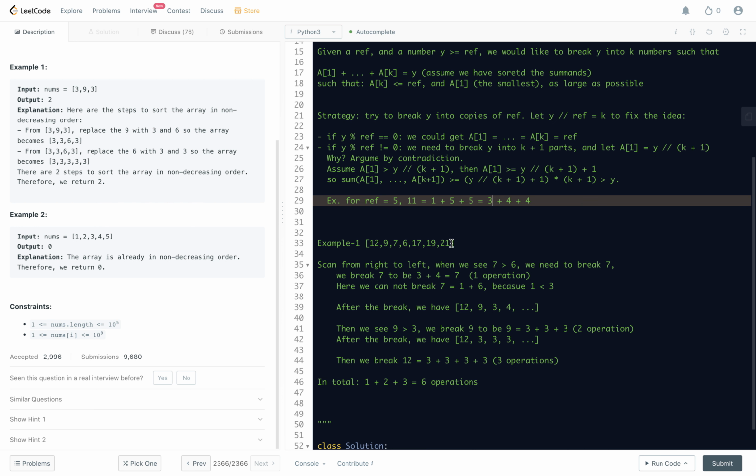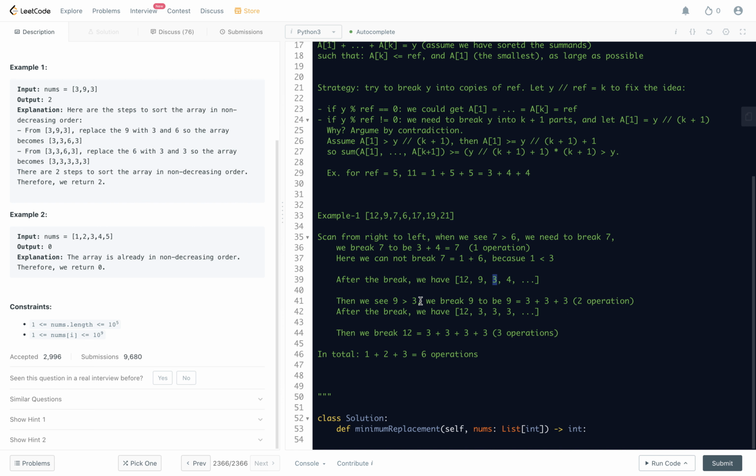So this is an array. We are going to scan from right to left. So here, here, here. Then we see 7 is larger than 6. We are going to break 7 into 2 parts, right? So we can break 7 to be 1 and 6, or 3 and 4. So we are going to use 3 and 4 because 3 is larger than 1, right? So after this break, we have 12, 9, and then 7 is broken into 3 and 4. So the current smallest is 3, to the right of 9.